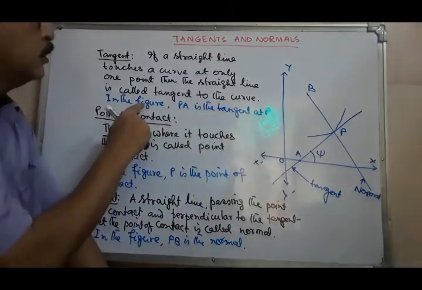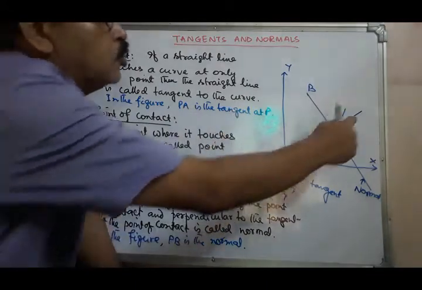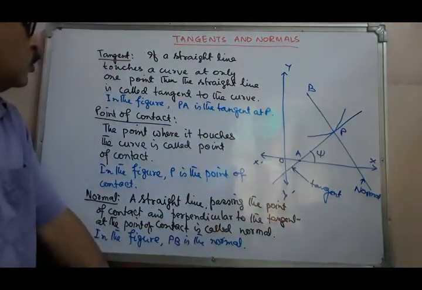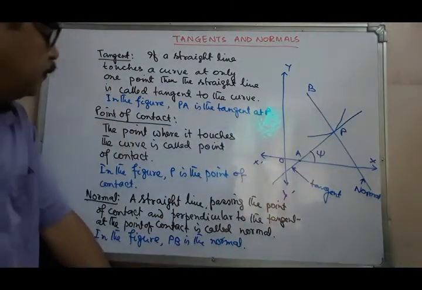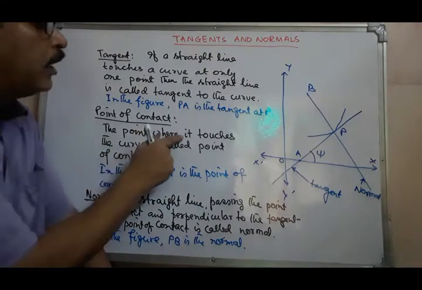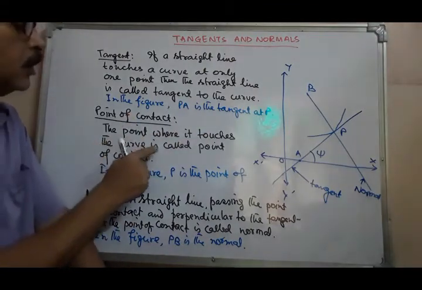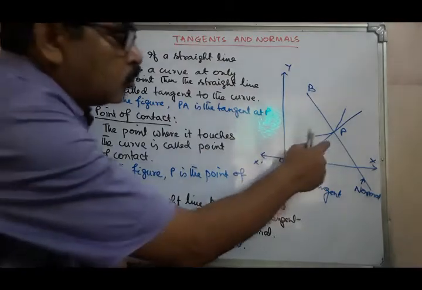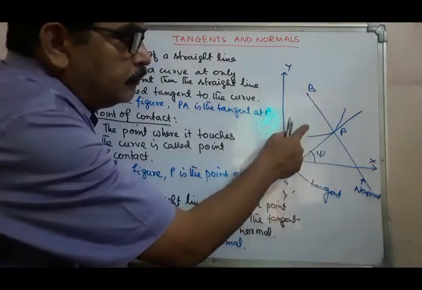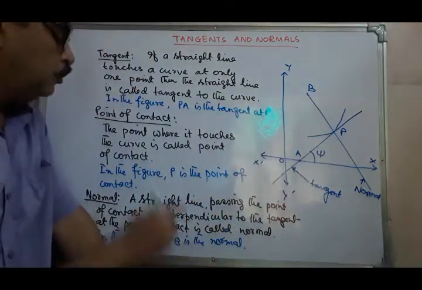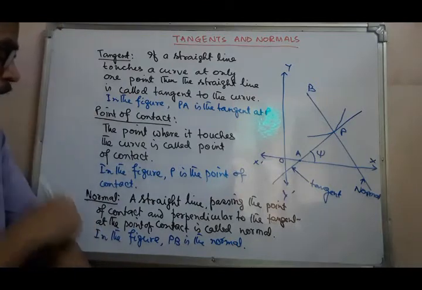In the figure, PA is the tangent. So PA is the tangent. What is point of contact? The point where it touches the curve is called point of contact. So the tangent touches the curve at the point P. So P is called point of contact.